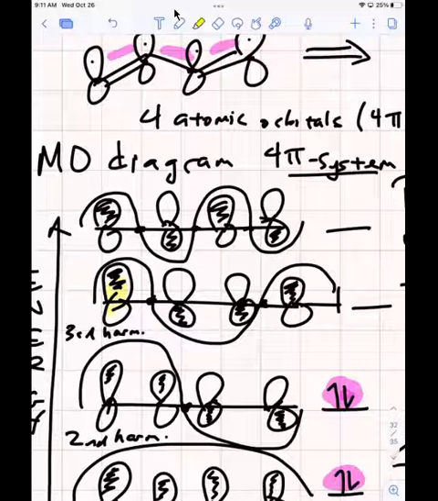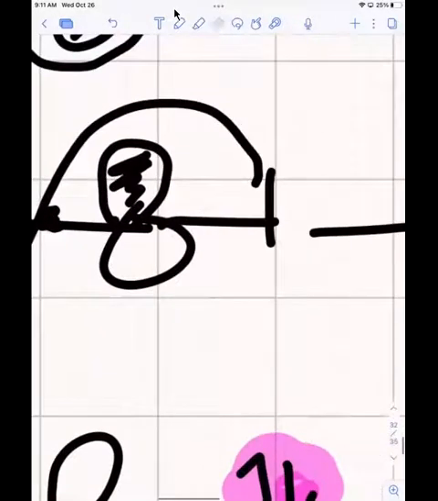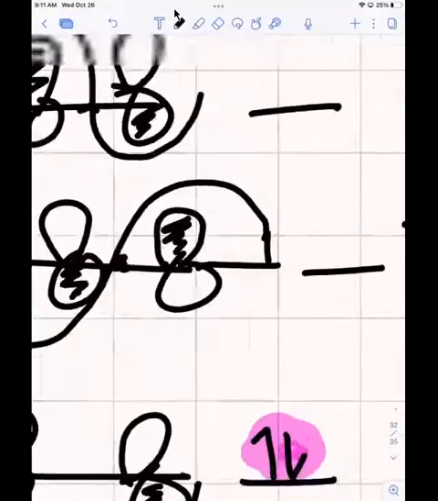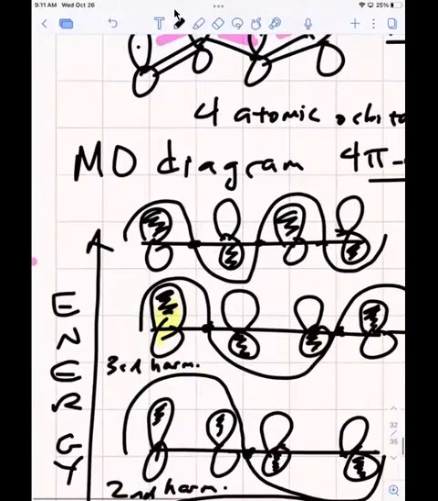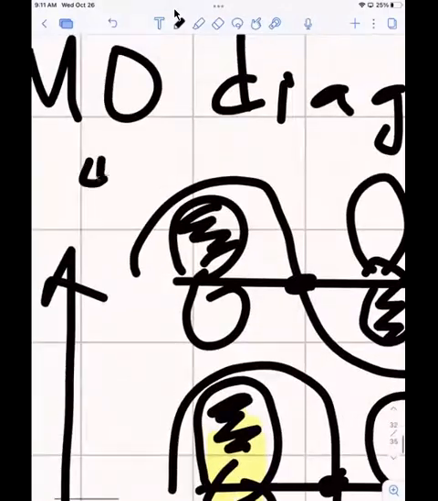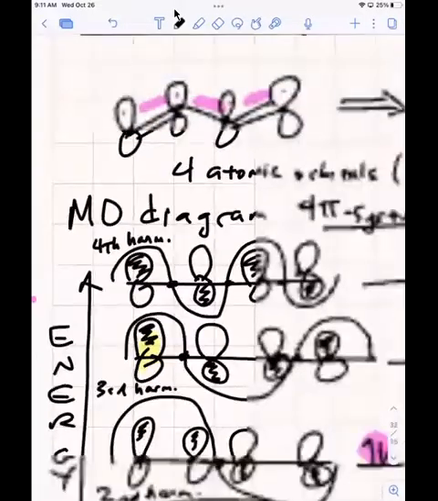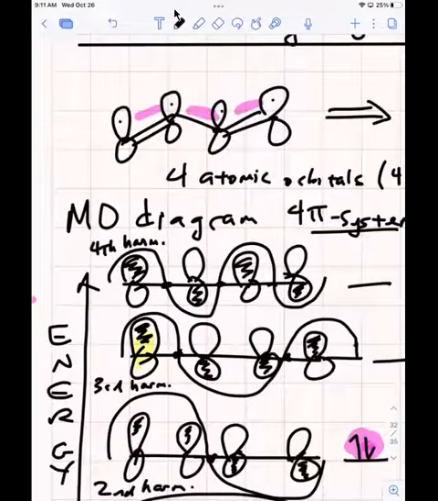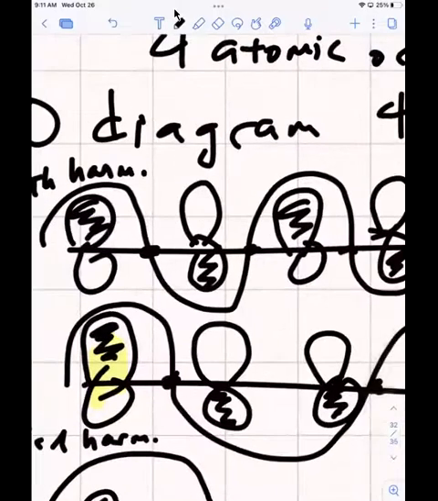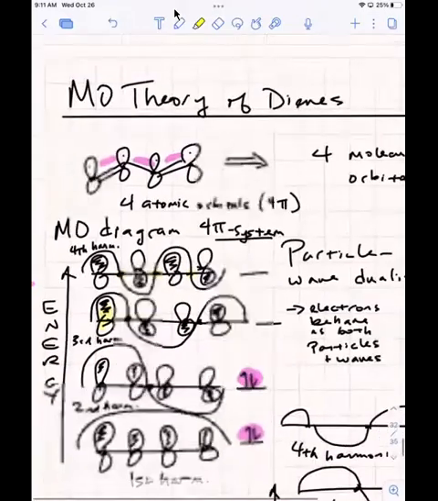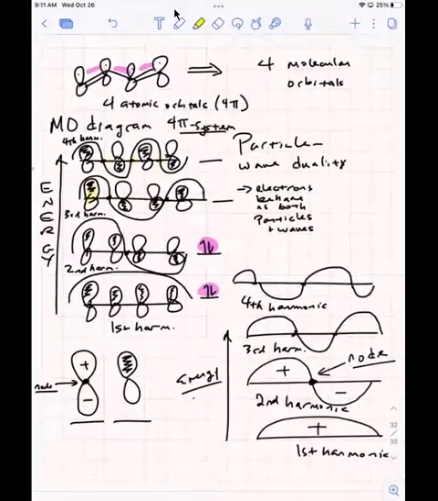Right, so that's the third harmonic, and then the fourth harmonic. The fourth harmonic, which is the very top, is alternating. Because there are 3 nodes, with 3 places where the wave passes through zero, the signs of your orbitals are going to alternate. All right, any questions about that part?